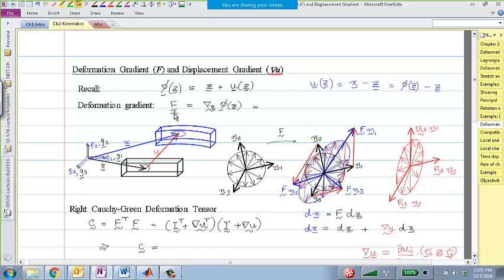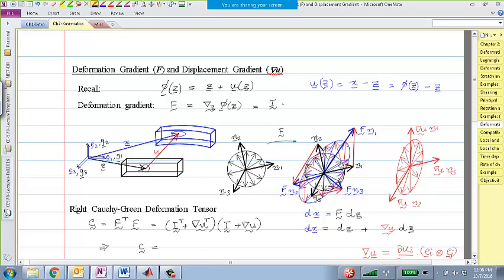Now F, the deformation gradient, was the vector gradient of this vector field phi with respect to the z coordinates, the undeformed coordinates. That can be expanded using this as follows. So if I take the gradient with respect to z of z, what do we get? Gradient of z with respect to z, that would just be the identity tensor, because hopefully you see that partial derivative of zi with respect to zj is going to be delta ij, and delta ij would be the components of I.